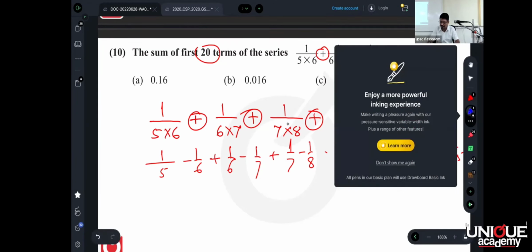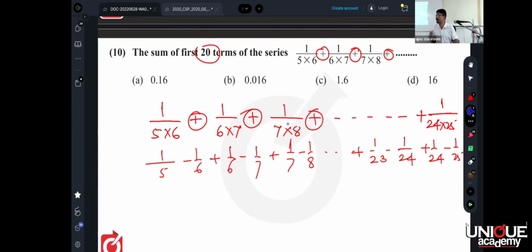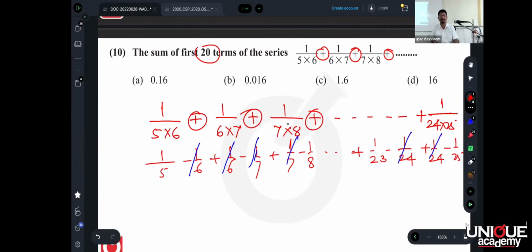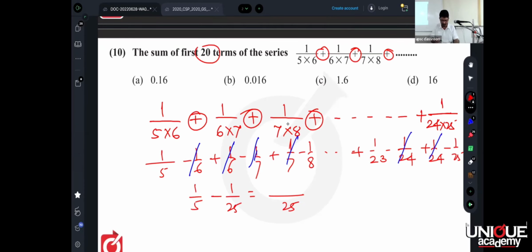Now friends, from the second term to the second last term, all are cancelled. How? Minus 1 by 6 plus 1 by 6, minus 1 by 7 plus 1 by 7, minus 1 by 24 plus 1 by 24. So what terms are left? Only the first and the last. The first term is 1 upon 5. The last term is minus 1 upon 25. We have to make the denominators equal; 25 is the LCM. 5 goes into 25 five times, so in the numerator also 1 needs to be multiplied by 5, minus 1 here. So 4 upon 25 is the answer.